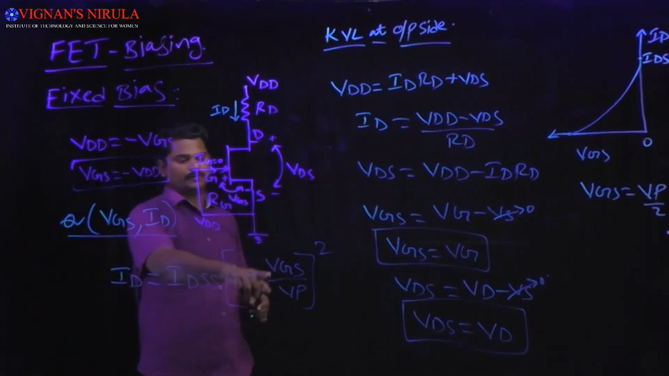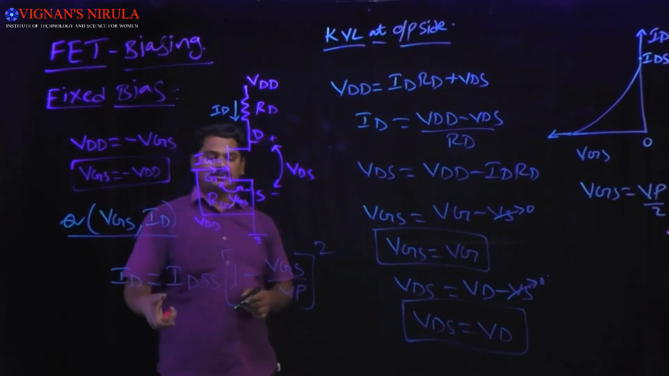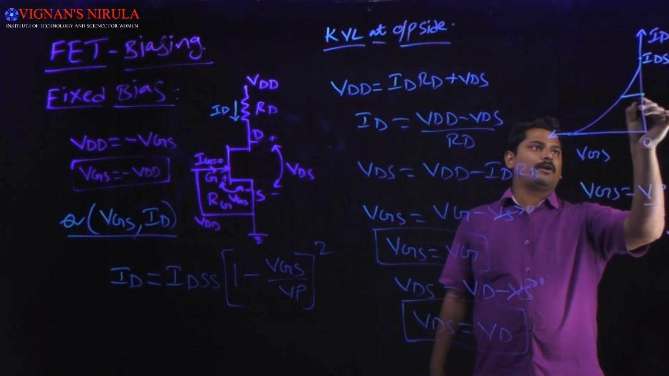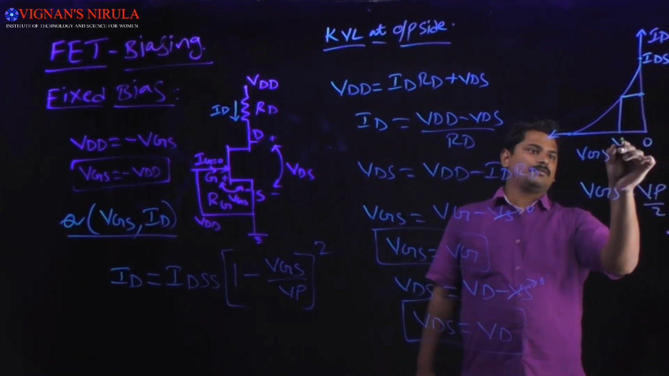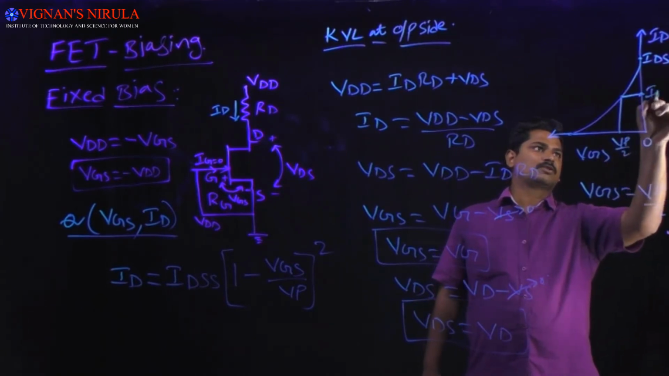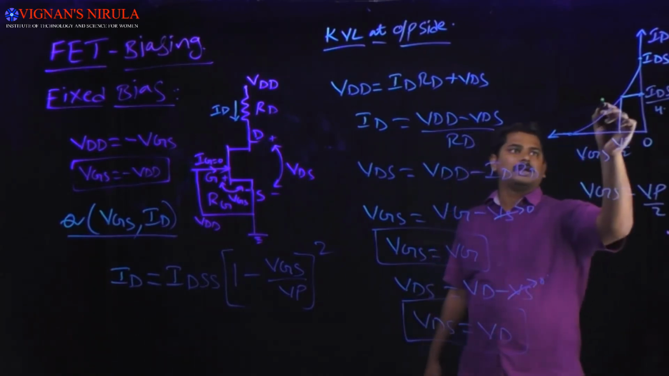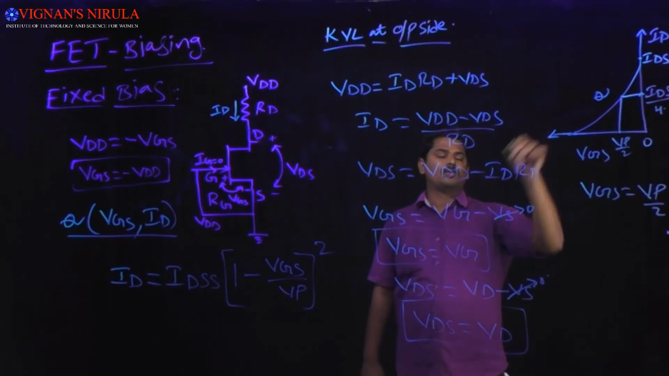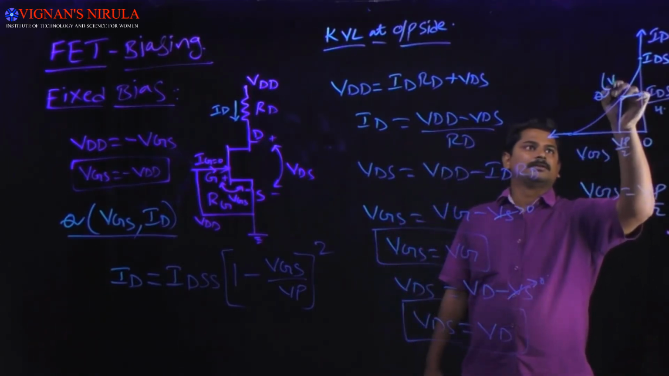We can substitute the value of VGS here. So with the help of these formulas, we can identify the value of the Q point here. So this is called the Vp by 2 value, and this is called the value of IDSS by 4. In this way we are fixing the Q point within the graph of the transfer characteristics of the FET, ID versus VGS.